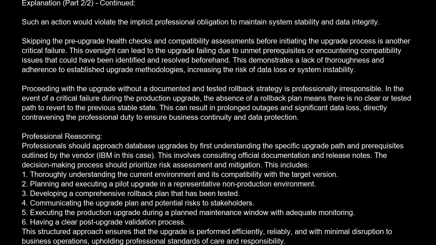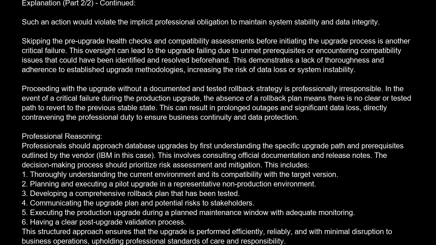This involves consulting official documentation and release notes. The decision-making process should prioritize risk assessment and mitigation. This includes: 1. Thoroughly understanding the current environment and its compatibility with the target version. 2. Planning and executing a pilot upgrade in a representative non-production environment. 3. Developing a comprehensive rollback plan that has been tested. 4. Communicating the upgrade plan and potential risks to stakeholders.